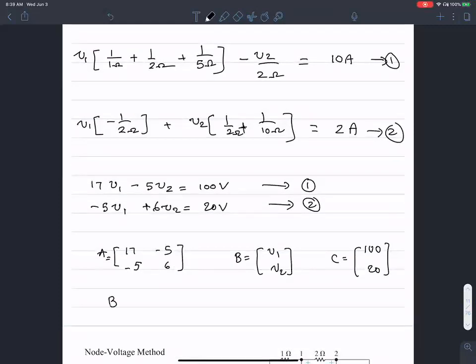And then I would say B is inverse of A times C. So which would give me the value for V1 and V2. We could do this manually as well. Okay, when I do this manually, I get values for V1 to be 9.09 volts and V2 to be 10.909 volts. Okay, makes sense?